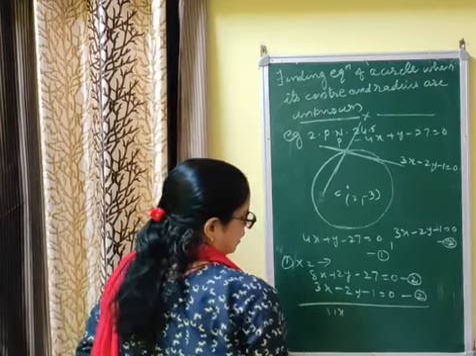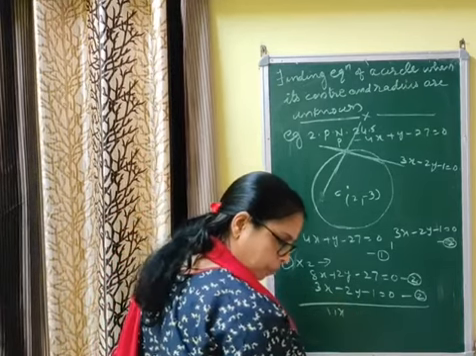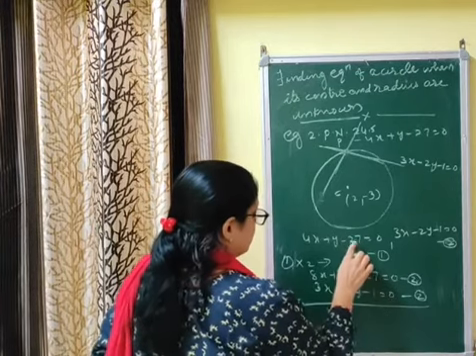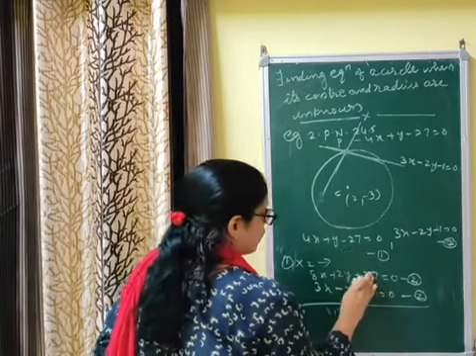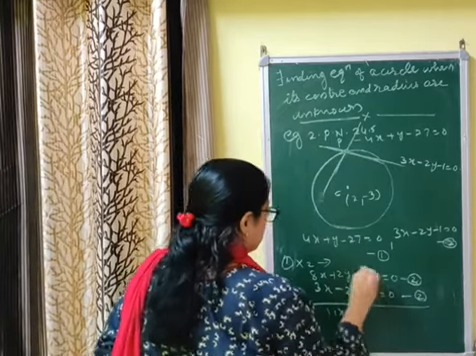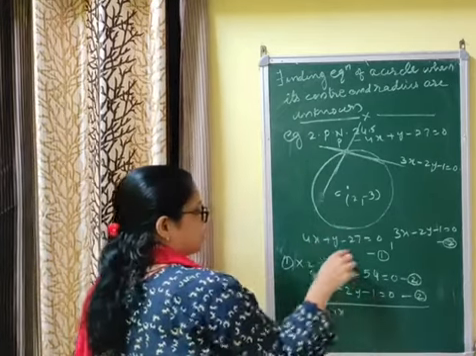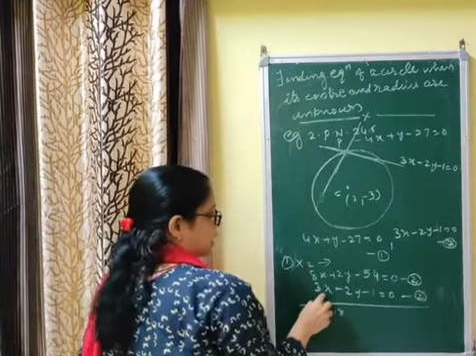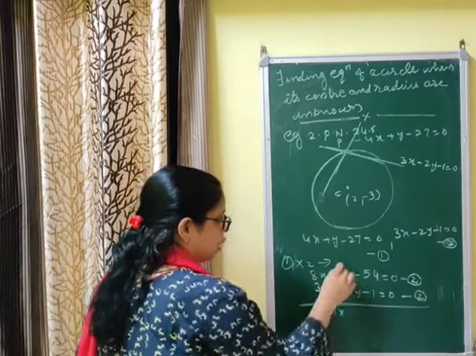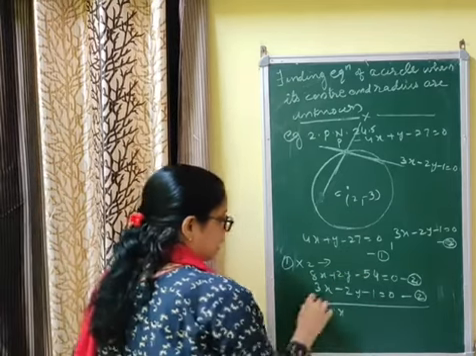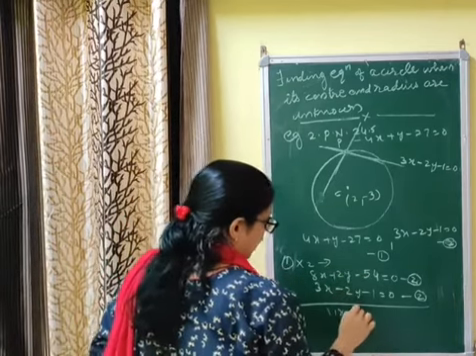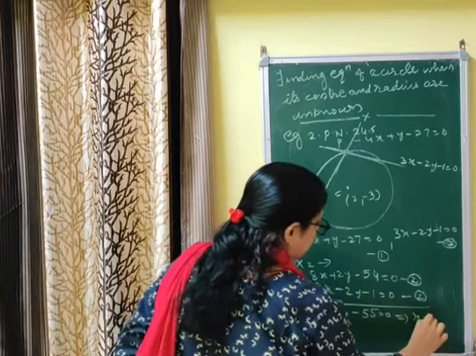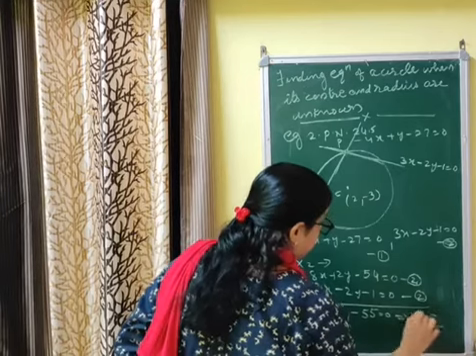Multiplying the second equation by 2, 27 twos are 54. So it is 8x plus 2y minus 54 equal to 0. The other equation as it is, 3x minus 2y minus 1 equal to 0. By adding, y will get eliminated. That means 11x minus 55 is equal to 0, which implies x equal to 55 by 11, that is 5.